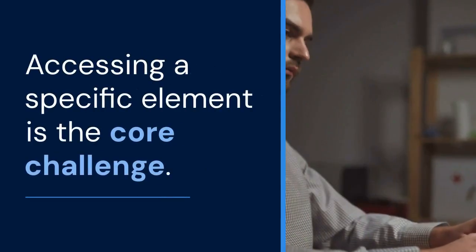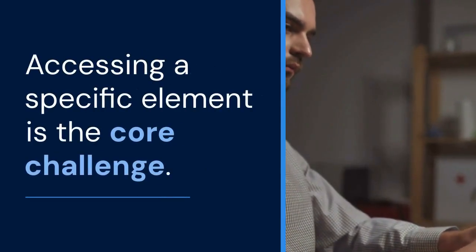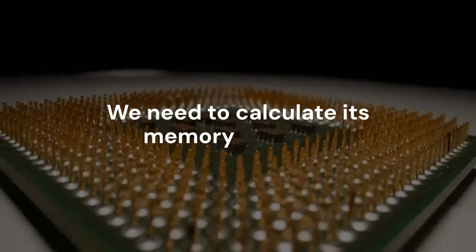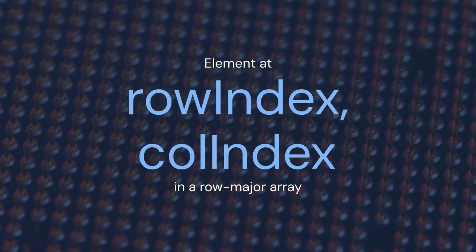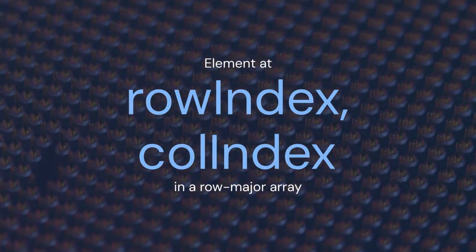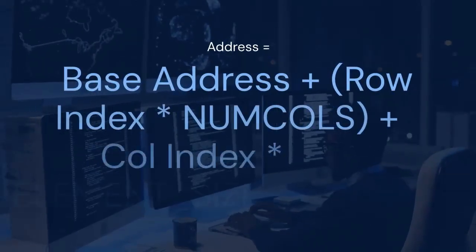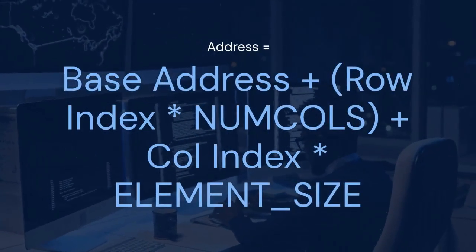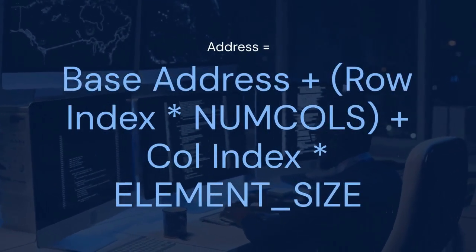Accessing a specific element is the core challenge. We need to calculate its memory address. The general formula for an element at row_index, col_index, in a row major array is address equals base address plus row_index * num_cols plus col_index * element_size.